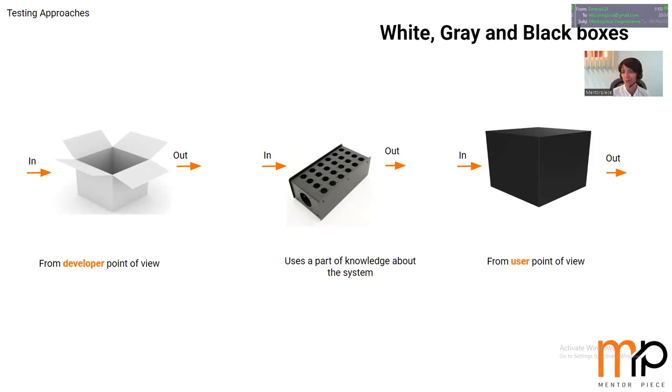For example, if you can use the requests from Postman, this is the gray box approach. You don't know about the code. You don't know how these requests and responses are processed inside. But you can use them. You are not a user right now. You know something about the internal structure of the software.